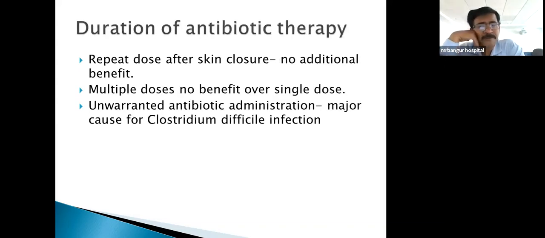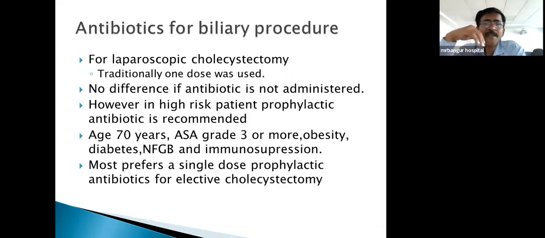What should be the duration of antibiotic therapy? If it's purely a situation where you are using prophylactic antibiotics, no additional doses are required after the surgery is over. There is no benefit of multiple doses over a single dose. Unwarranted antibiotic administration can be a major cause of superinfection with Clostridium difficile.